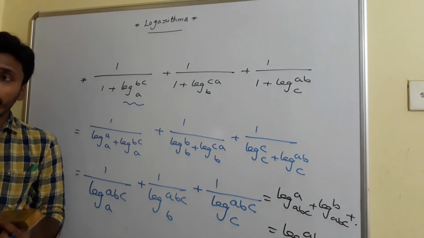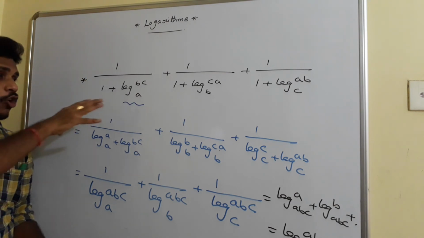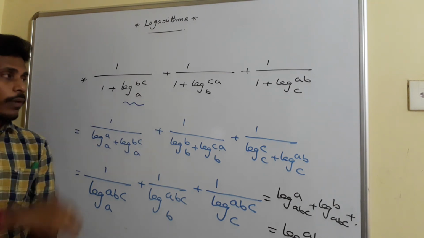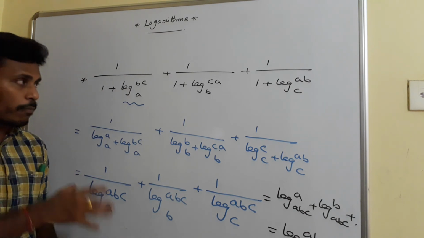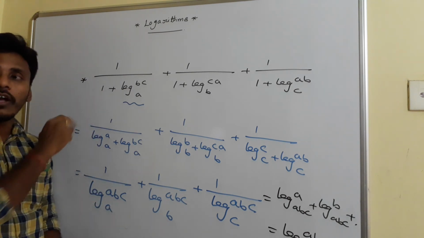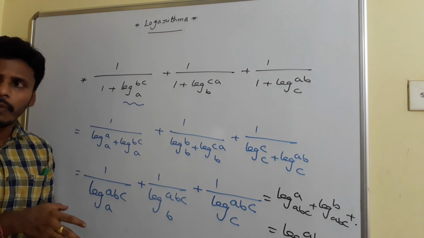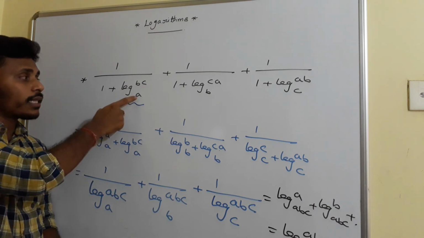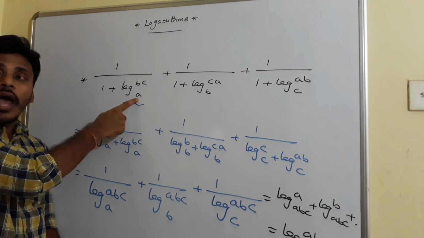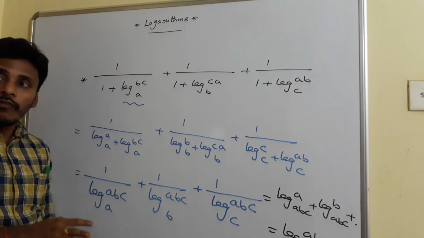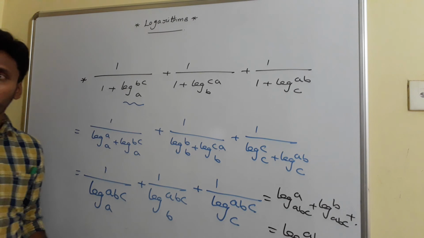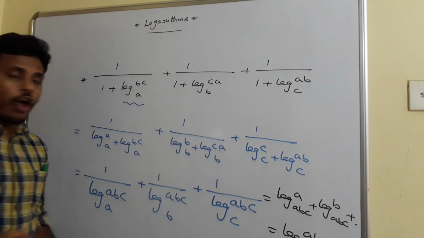Just have a look once again here. See, 1 by 1 plus log BC base A, 1 by 1 plus log CA base B, 1 by 1 plus log AB base C. To simplify, I am writing this 1 as log A base A. Why 1 as log A base A? Because this is logarithm with base A, so I need to write this 1 also as logarithm with base A. For that I am writing it as log A base A. Here log B base B, there log C base C.